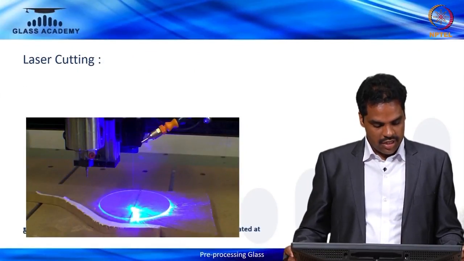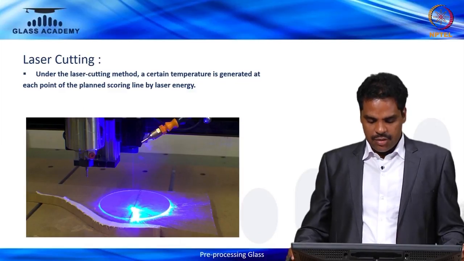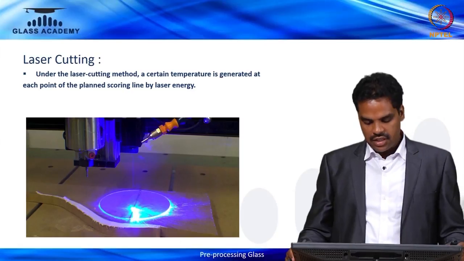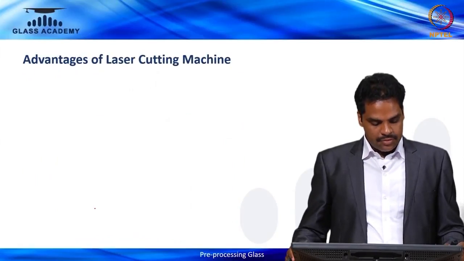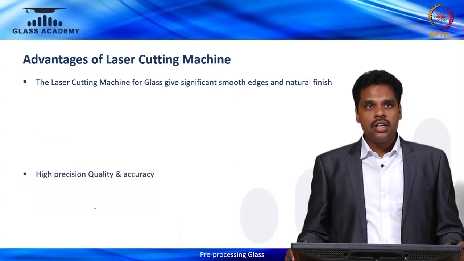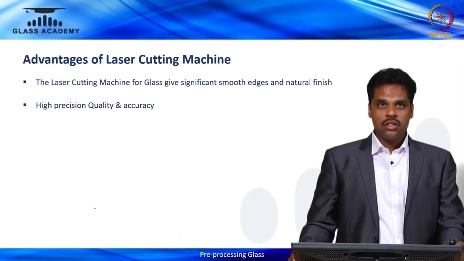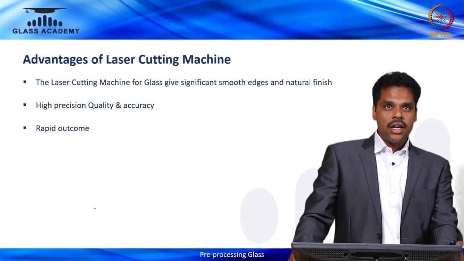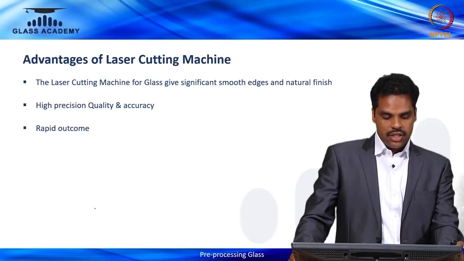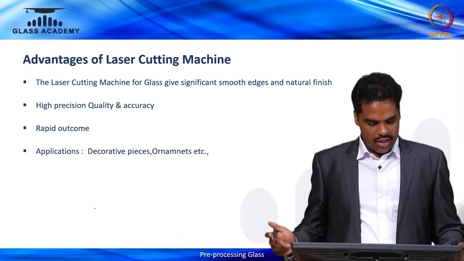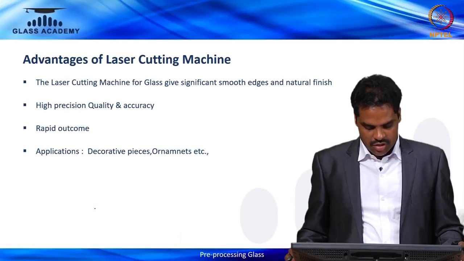Fourth is the laser cutting. Under the laser cutting method, a certain temperature is generated at each point of the scoring line by laser energy. And you can see the advantages of laser cutting machines. The laser cutting machine for glass gives significantly smooth edges and a natural finish, high precision quality and accuracy, and rapid outcome, and most commonly it is applied in decorative pieces, ornamentals, etc.